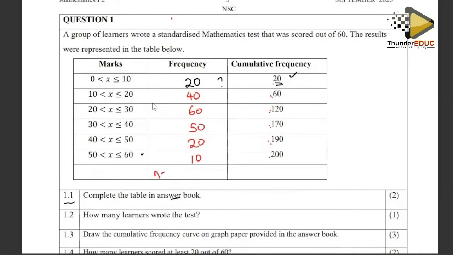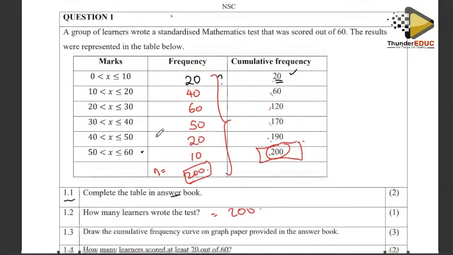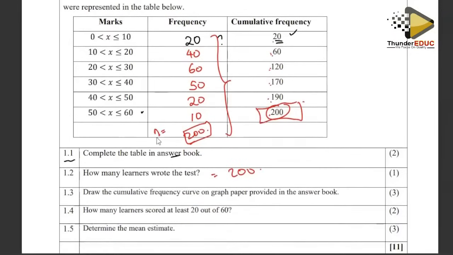Now, if we want the total here, it should be equivalent to the last cumulative, which will be 200. So how many learners wrote the test? It's basically 200. Even without adding all of this, the last cumulative value should be able to give us that answer. Now they want us to draw a cumulative frequency graph.